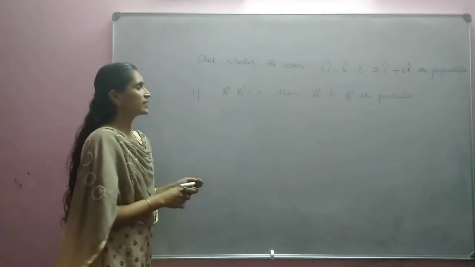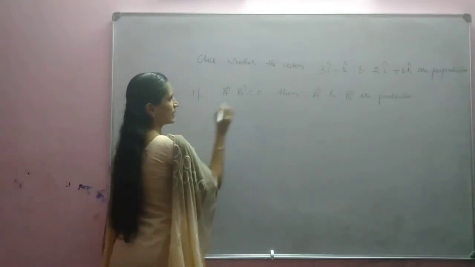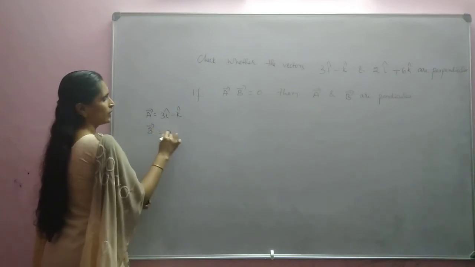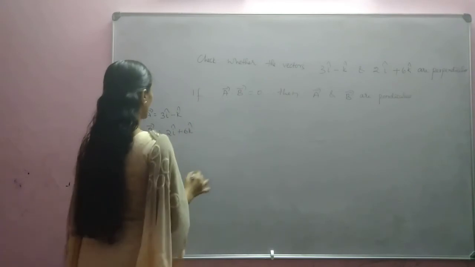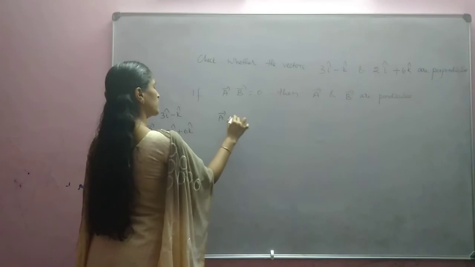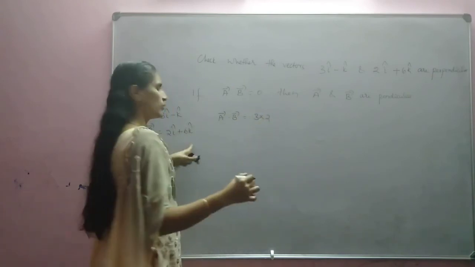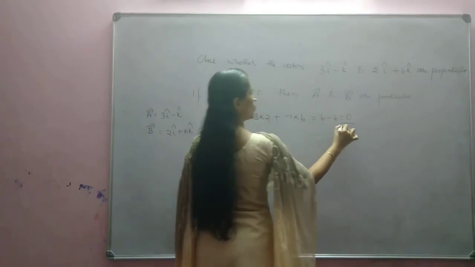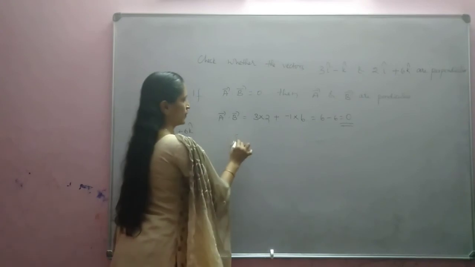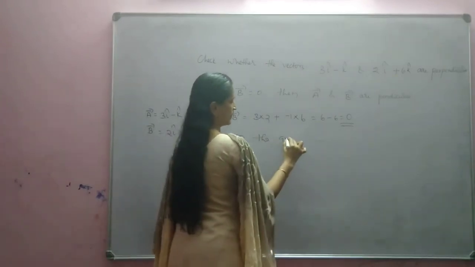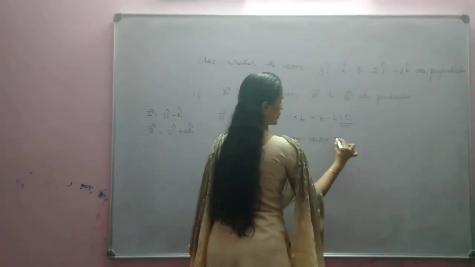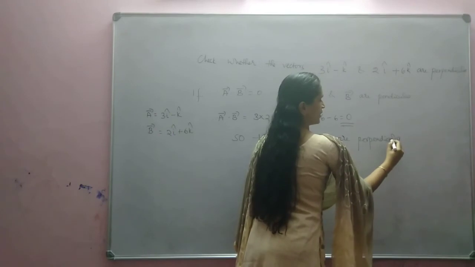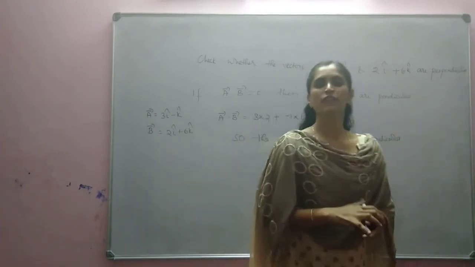Okay, now we can find a dot b. Vector a is equal to 3i minus k, and vector b is equal to 2i plus 6k. So a dot b is equal to 3 into 2, j component is not there, plus minus 1 into 6. 6 minus 6 is equal to 0. So we can say that a dot b is equal to 0, so the given vectors are perpendicular. This is the way of checking whether two vectors are perpendicular or not. Very easily, you can find the scalar product and check.